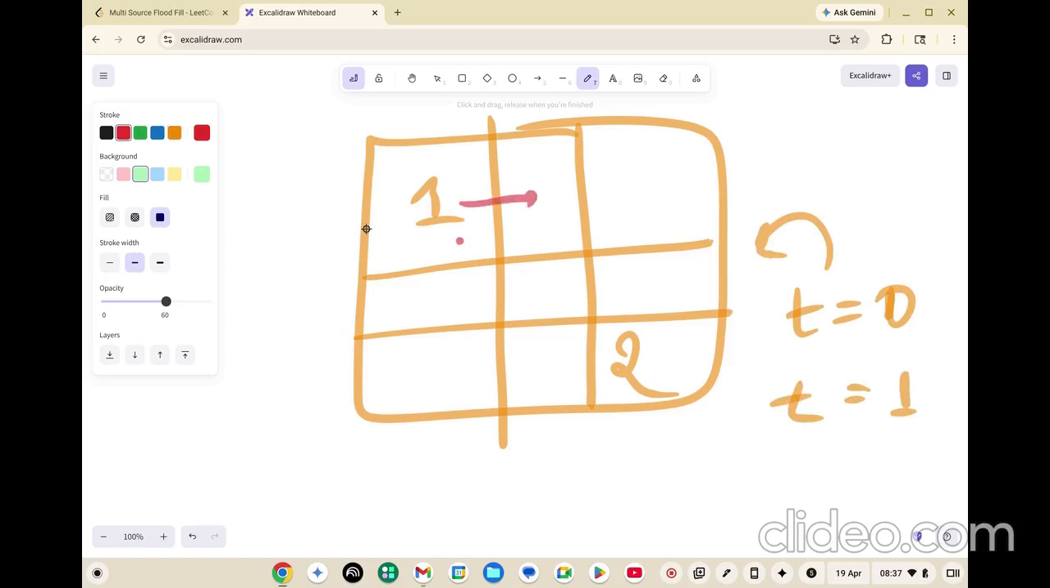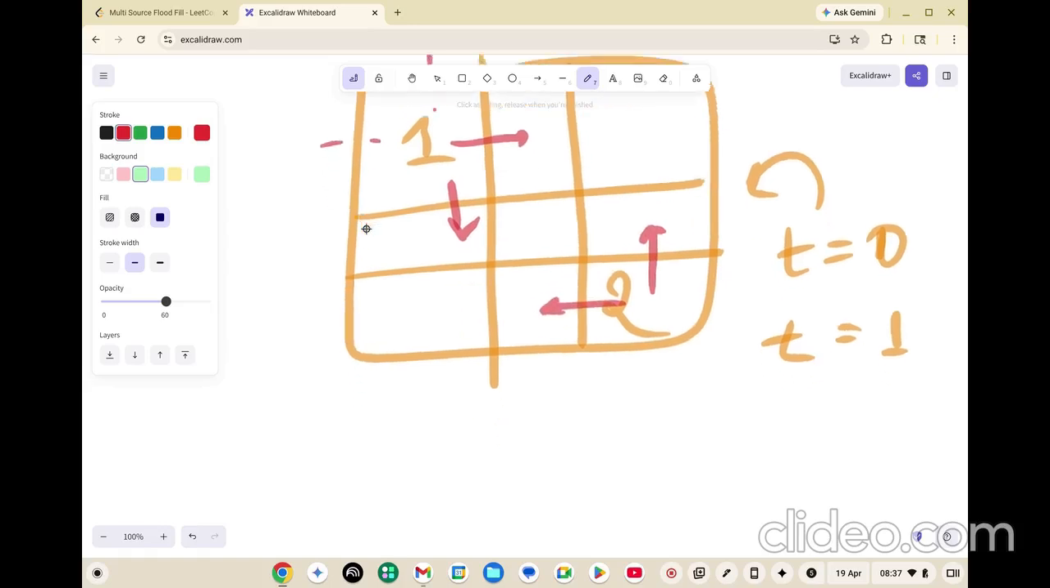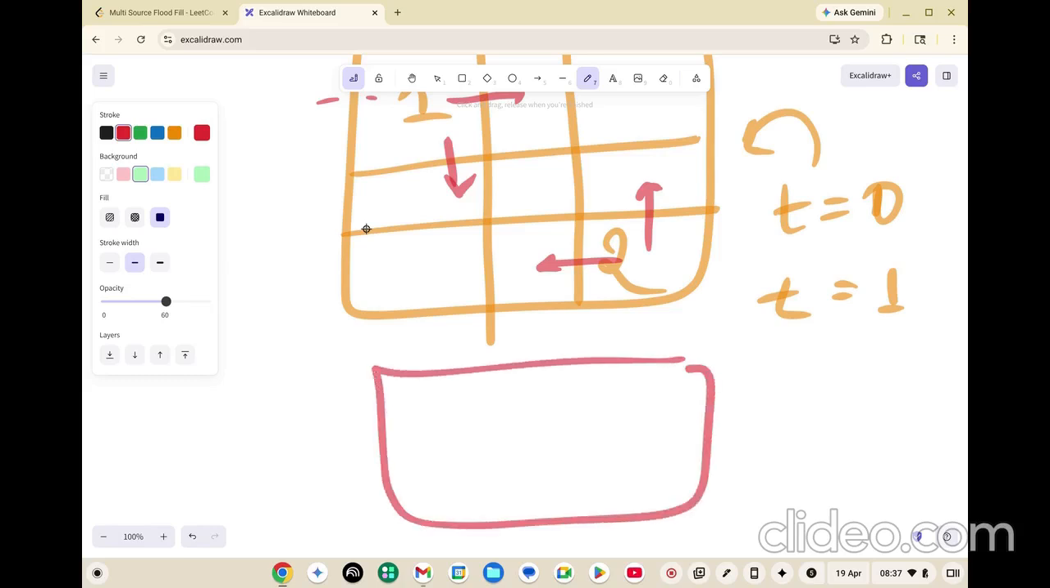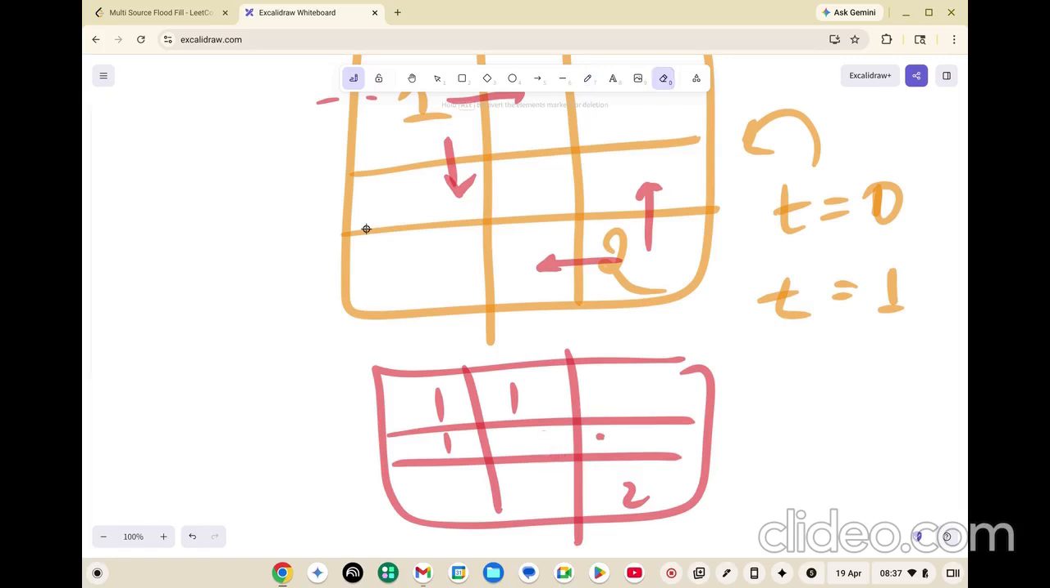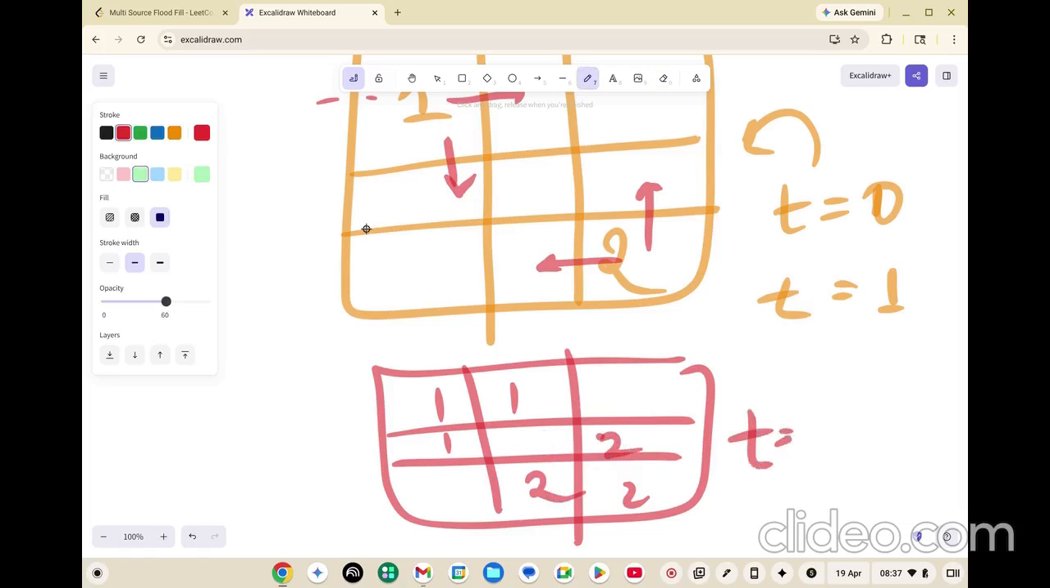This will influence this, and this will influence this. There are no cells here, so nothing happens. Similarly, 2 influences this and this. So the cells that become colored are 1, 1, 1, and 2, 2, 2, at t equal to 1.